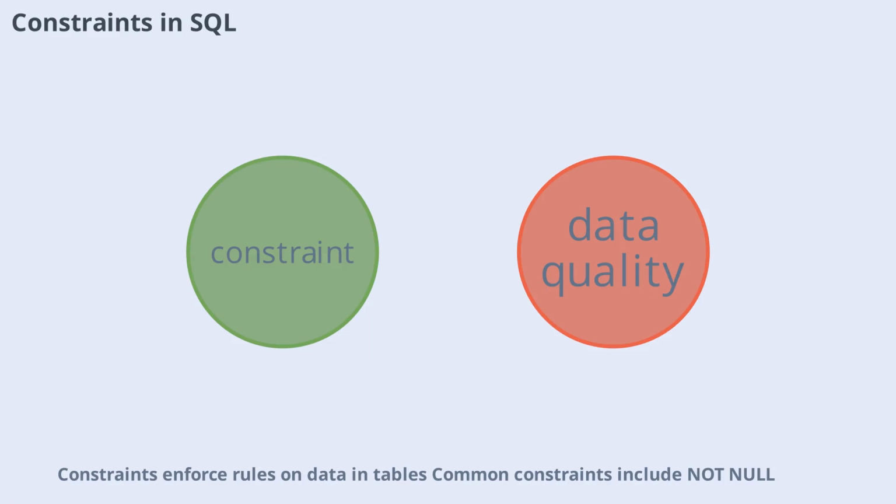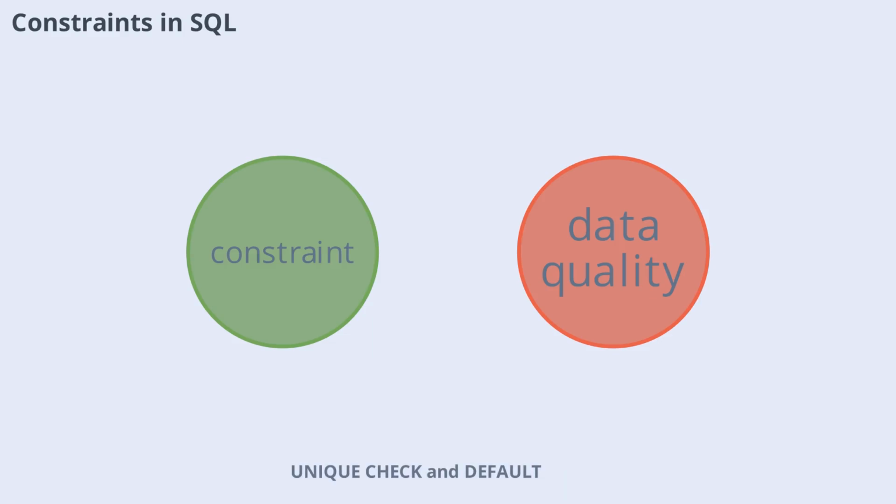Constraints enforce rules on data in tables. Common constraints include not null, unique, check, and default. They help maintain data quality and prevent invalid entries, which is essential for robust database systems.